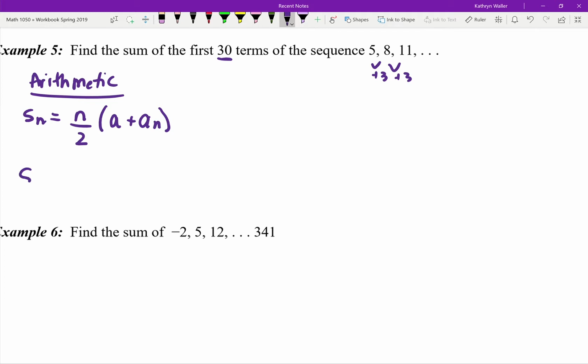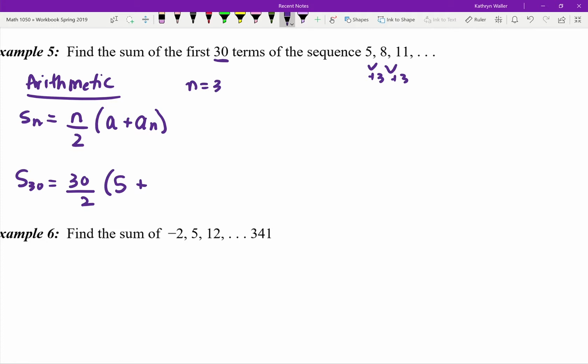I'm looking for the sum of the first 30, so I know my n is 30. So S of 30 is equal to 30 divided by 2, times the first term, 5, plus a sub n. Well, I know my n is 30, so right there I'm supposed to write a sub 30. What does a sub 30 stand for again? The 30th term. Do I know what the 30th term is? I don't.